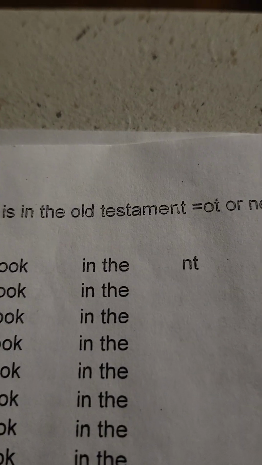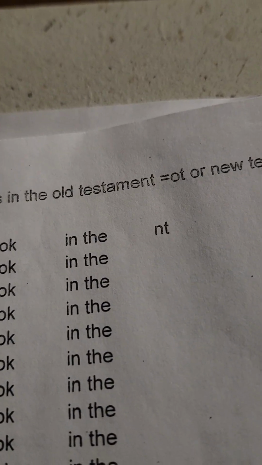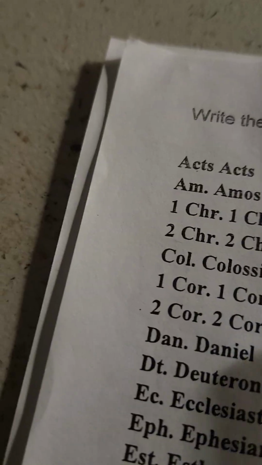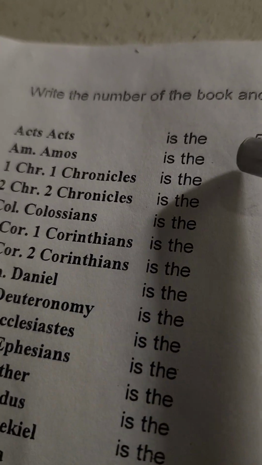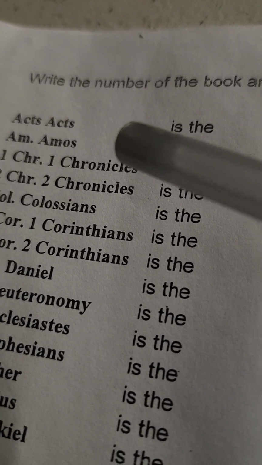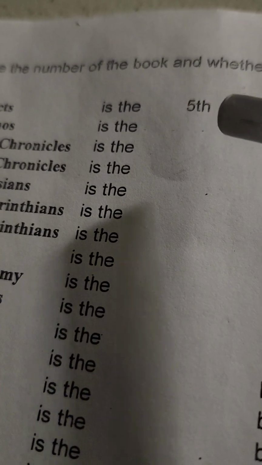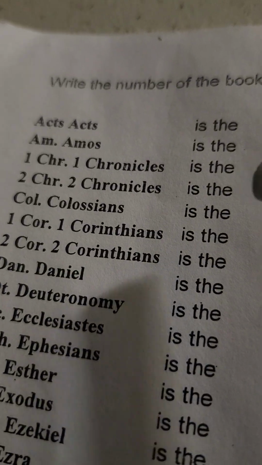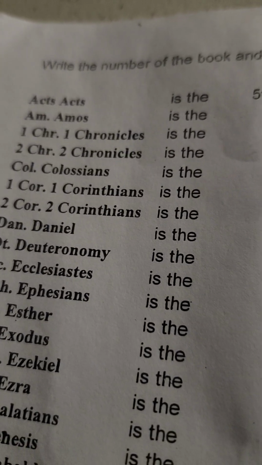It says write the number of the book and whether it's in the Old Testament or in the New Testament. So, the books are in alphabetical order, starting with Acts. And the way you do this quiz is you put Acts is in the fifth. It's the fifth book in the Bible, and it's found in the New Testament. So that's how you do this quiz. And you follow through and do the same with all the rest of the books.